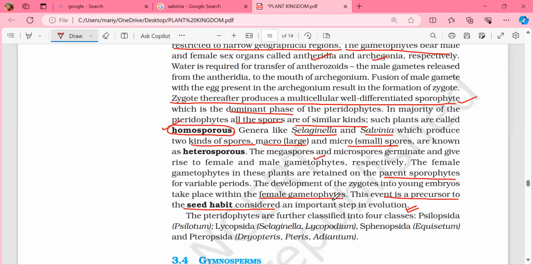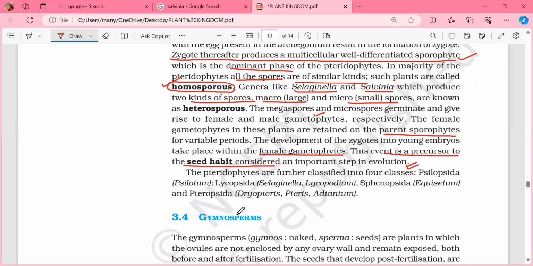Now, the pteridophytes are further classified into four classes. Psilopsida, in which the example organism is Psilotum. Lycopsida, the examples are Selaginella and Lycopodium. Sphenopsida, the example is Equisetum. Pteropsida, the examples are Dryopteris, Pteris, and Adiantum.